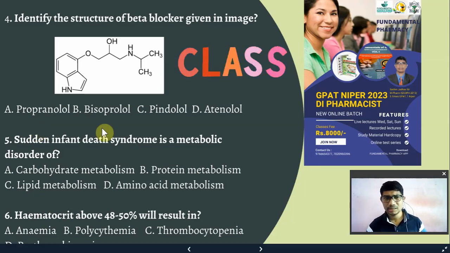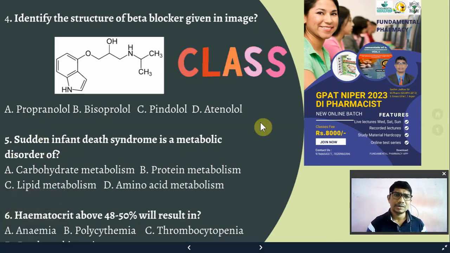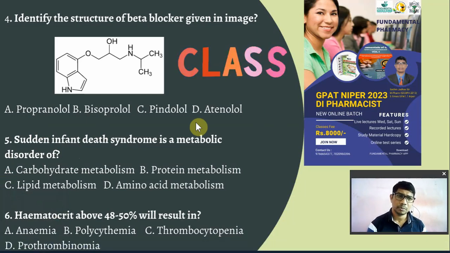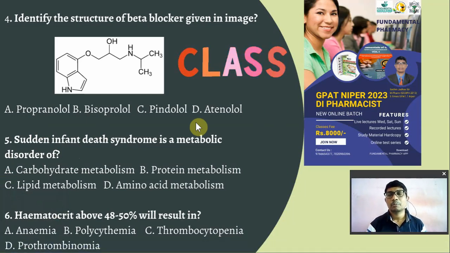Now again see question number 5. Sudden infant death syndrome is a metabolic disorder of: carbohydrate metabolism, protein metabolism, lipid metabolism, or amino acid metabolism. I think this question was already asked in GPAT 2019. If you have read beta oxidation of fatty acid, the question is related with that. Sudden infant death syndrome is a metabolic disorder due to blockage of beta oxidation of fatty acid, and beta oxidation of fatty acid is the metabolic pathway for lipid metabolism.